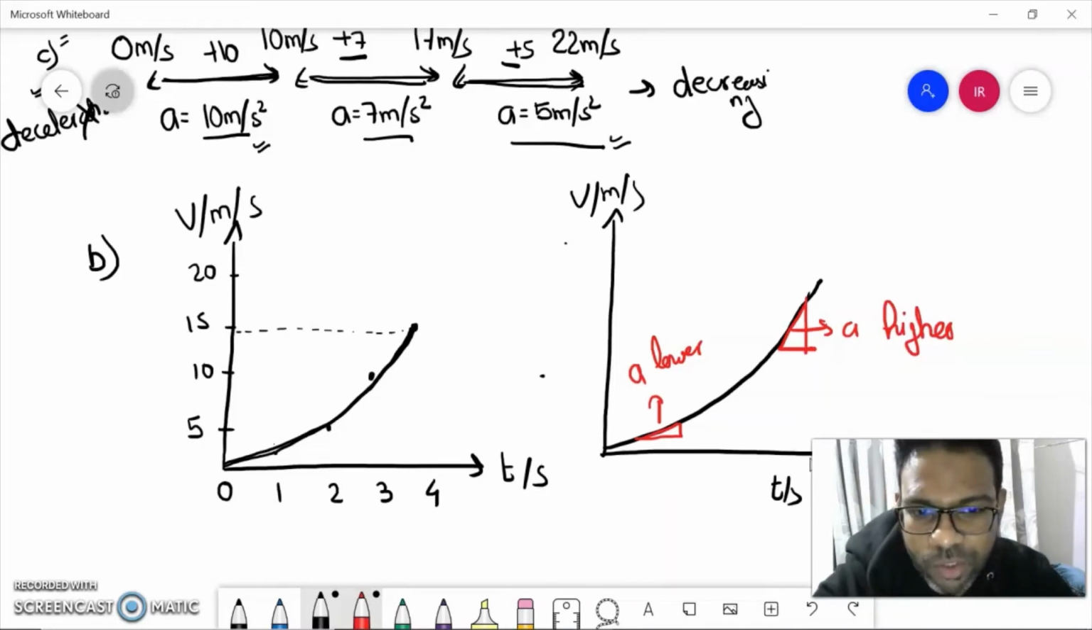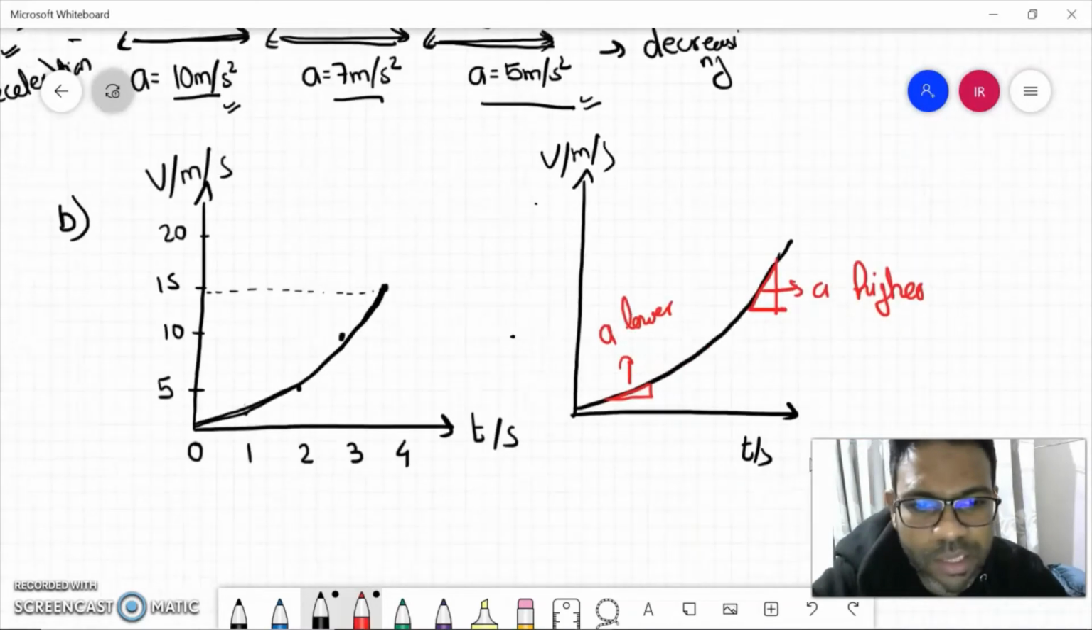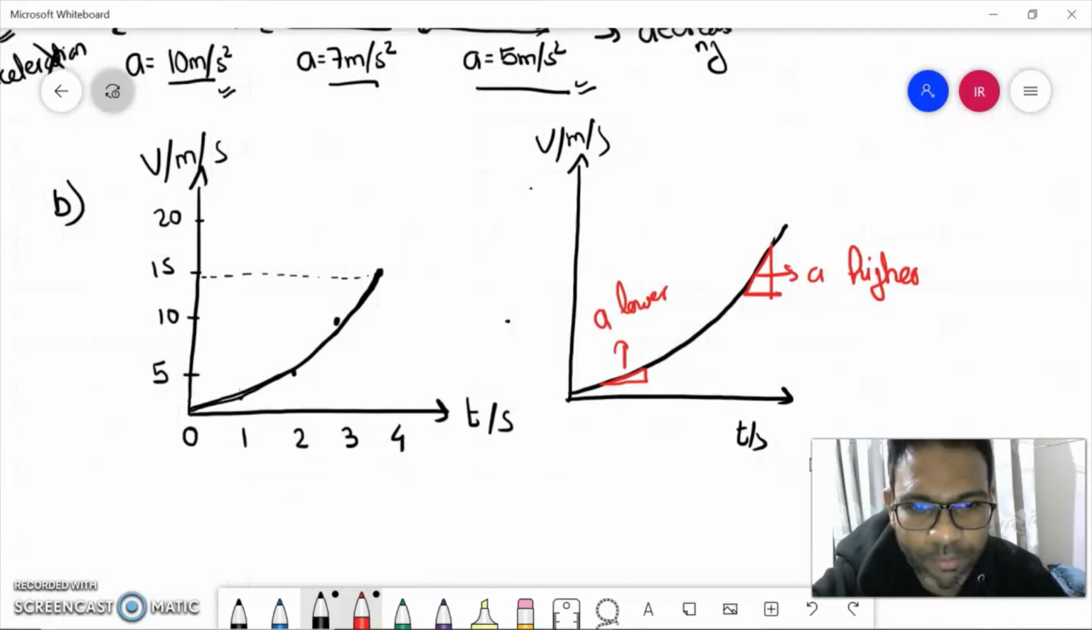So this graph is showing that with time, your acceleration is increasing. That means it's an increasing acceleration graph. So if you draw the graph for the second case, that is increasing acceleration, this is how the shape of the graph would look. All right. I hope the concept is clear for everyone.